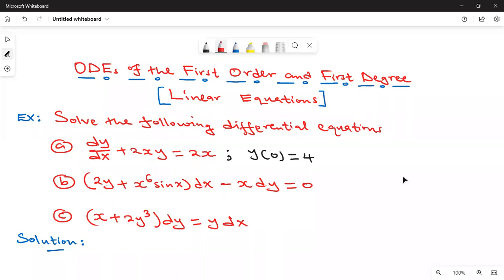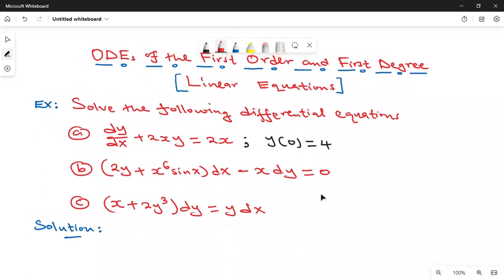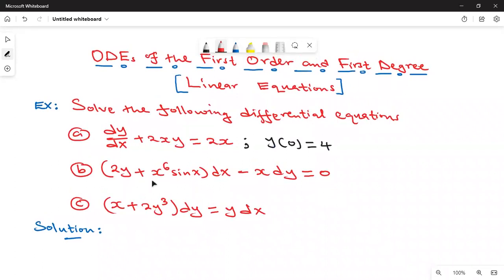Now we are given this problem: solve the following differential equations. In part A we have dy over dx plus 2x times y is equal to 2x, subject to the condition that when x is equal to 0, y is equal to 4. In part B, we have (2y plus x^6 sine x) dx minus x dy is equal to 0. And in part C, we have (x plus 2y cubed) dy is equal to y dx.